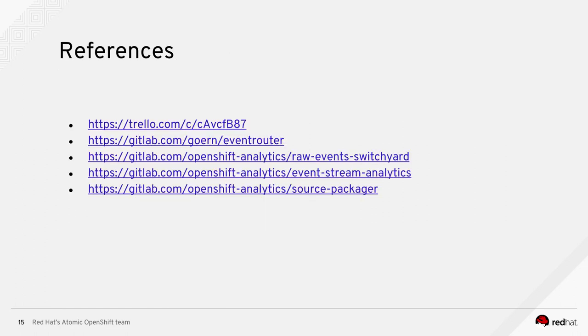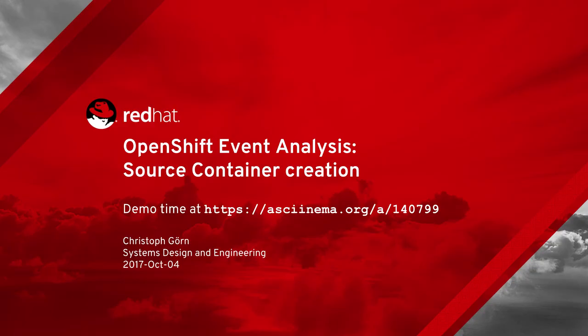Yeah, a few references. Again, you can see the event router, the event streaming analysis Python application, and the source packager Python application itself. So I've put in another wonderful ASCII screencast. Head over to the ASCII namer URL and see the thing in action. I'll show you how to deploy the application, how to read the log files from source packager, and you'll see the resulting image stream and build configs.